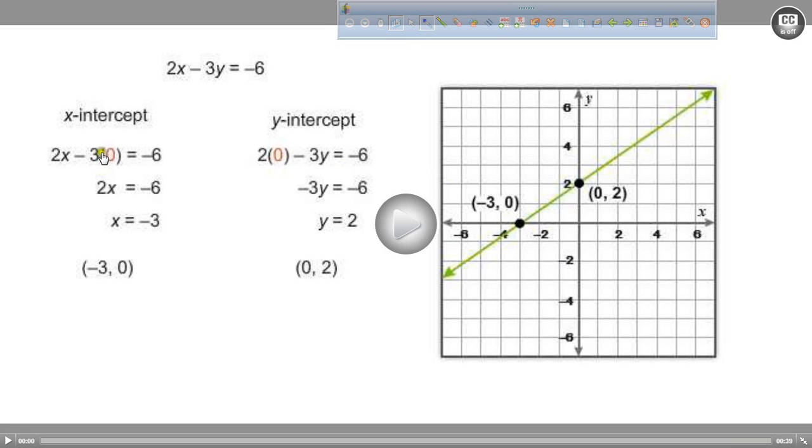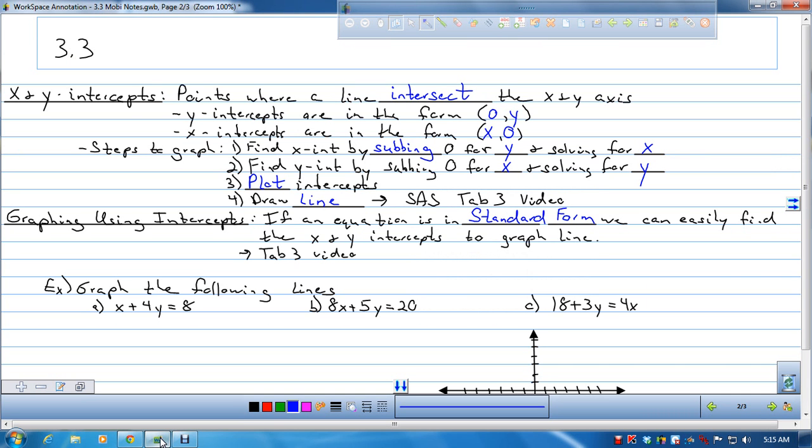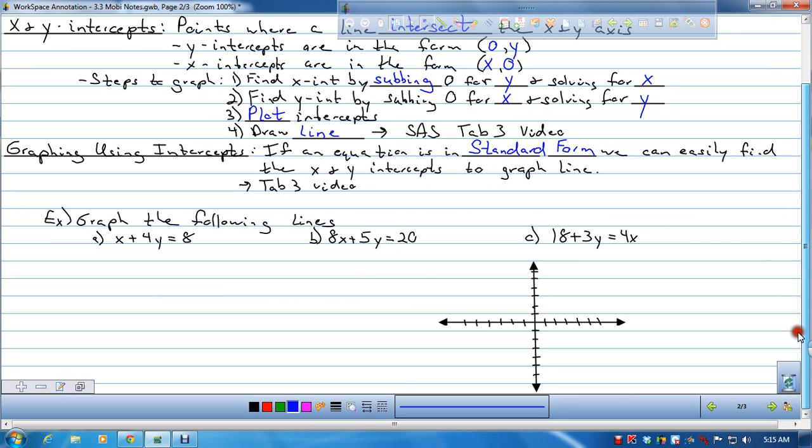Okay, so pretty simple. Whenever we can introduce a 0 and get rid of part of an equation, make it easy on ourselves, we will do that. Okay, so let's look at these examples right here. The first thing we are going to do, let's find the x and y intercepts of this one right here.